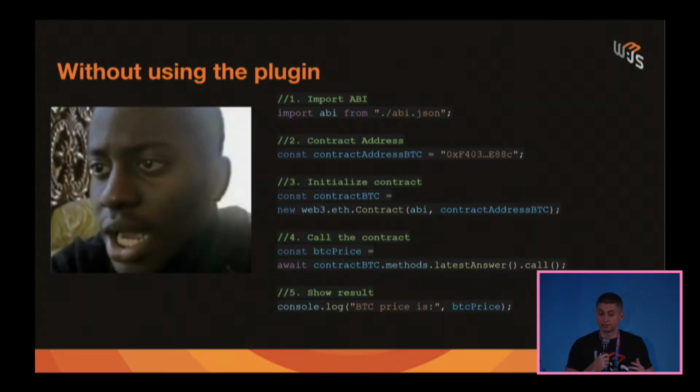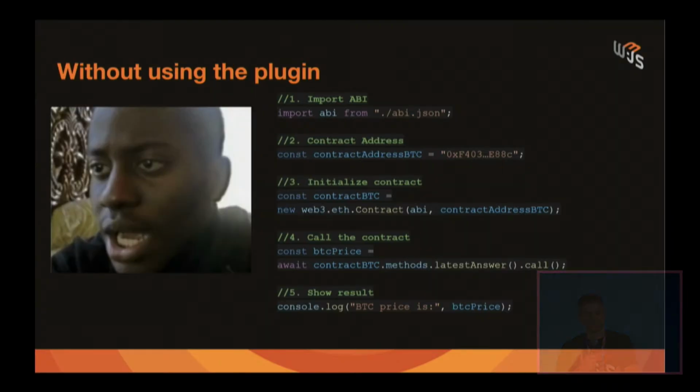If we translate this into code, the standard way will look something like this. You need to import the ABI here. After you import the ABI, then you have the contract address here. Then you can initialize the contract by typing web3.eth.Contract and passing as parameters the ABI and the contract address. After that, you can call the contract. And finally, you will get the result.